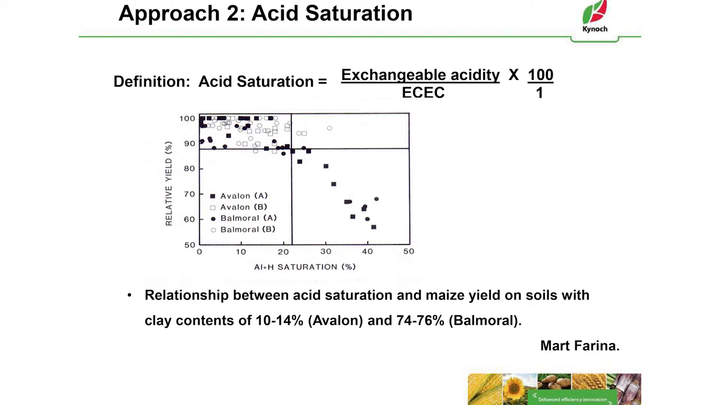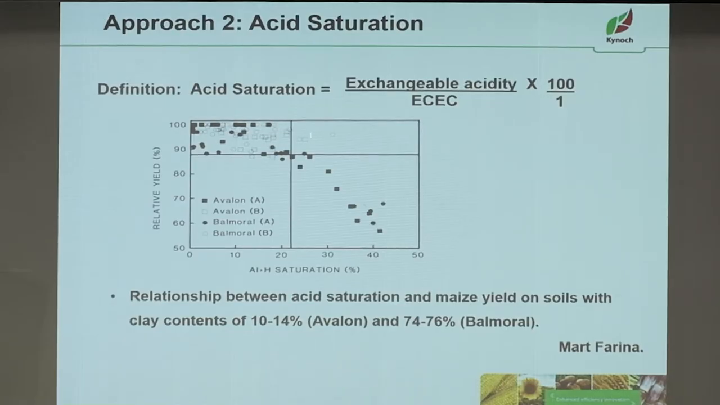Then the second approach for liming is the acid saturation approach. That's the exchangeable acidity divided by the ECC times 100. ECC is the calculated value for CEC. That's ECC times 100 as a percentage. And that information is from Mart Farina and KZN, and the relationship between those two, you will see there that they said that the acid saturation must not be higher than, let's say, 22% for those specific soils.